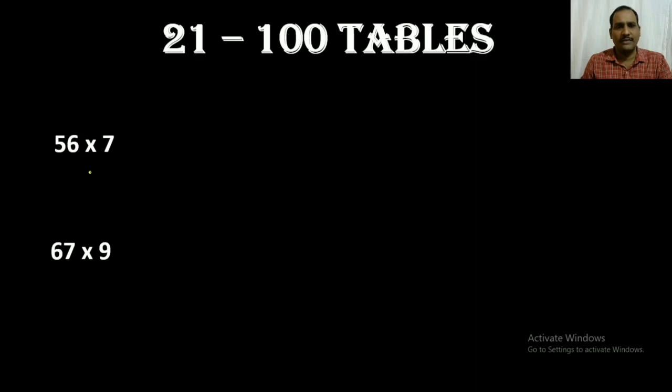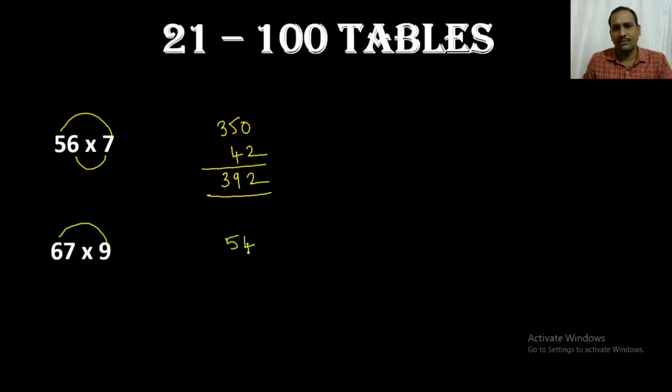56 into 7. So let us multiply 7 into 5, that is 35, add 0, it will become 350. 7 sixes are 42, 350 plus 42, 392. Next 67 into 9. 9 into 6, 54, add 0. Next 7 into 9, that is 63, add them. 540 plus 63, that is 603.